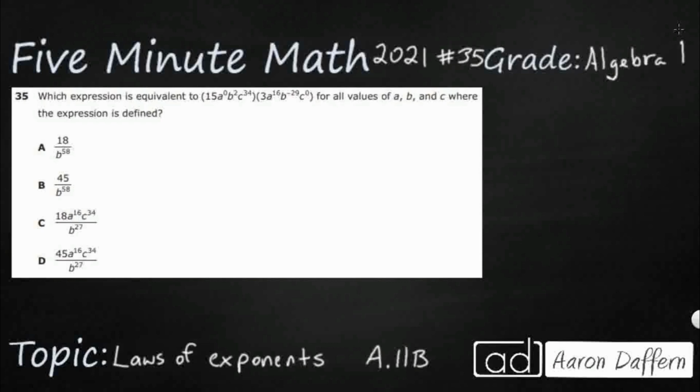So we've got these two expressions that are being multiplied by each other. We need to find an equivalent expression. It says A, B, and C are defined. That simply means they're not going to be 0. Because if any of A, B, or C end up in the denominator of a fraction and it becomes 0, then you divide by 0, that becomes undefined, and just weird things happen.